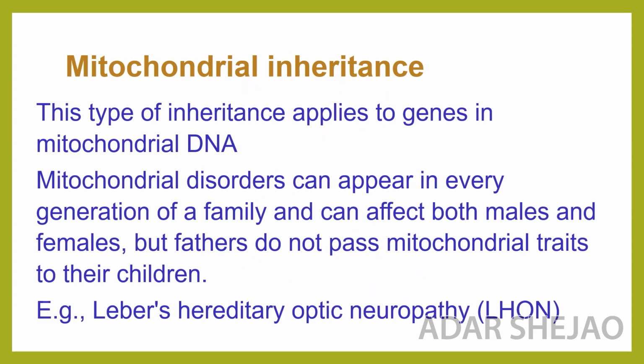Mitochondrial inheritance. This type of inheritance applies to genes in mitochondrial DNA. Mitochondrial disorders can appear in every generation of a family and can affect both males and females, but fathers do not pass mitochondrial traits to their children. E.g., Leber's hereditary optic neuropathy, LHON.